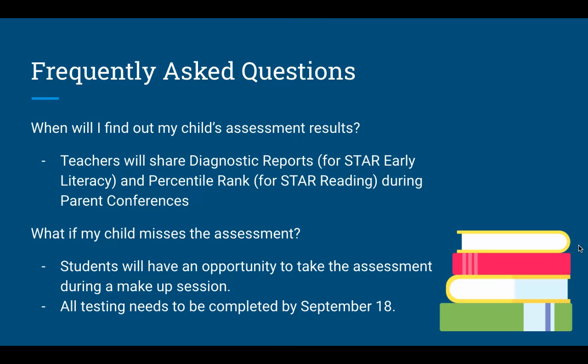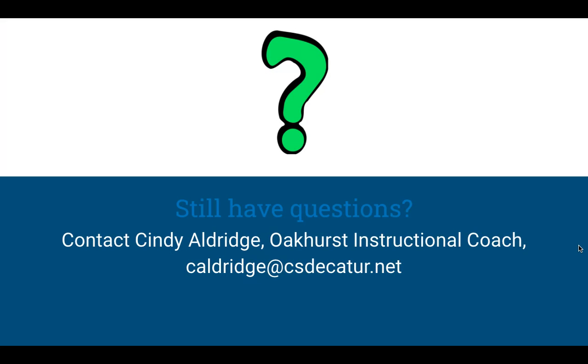Some frequently asked questions are, when will I find out my child's results? Well, we have parent conferences coming up at the end of the first 6 weeks of school. And so if your child took the early literacy test, you'll get a copy of the diagnostic report. And if your child took the reading test, that's like second graders, you'll get their percentile rank report. If your child misses the assessment for whatever reason, please let your child's teacher know or let me know so that we can schedule a makeup session. We need to have all testing completed by September 18th.